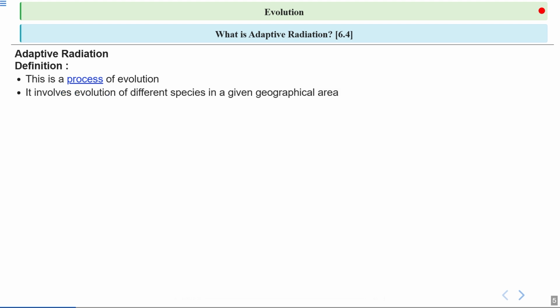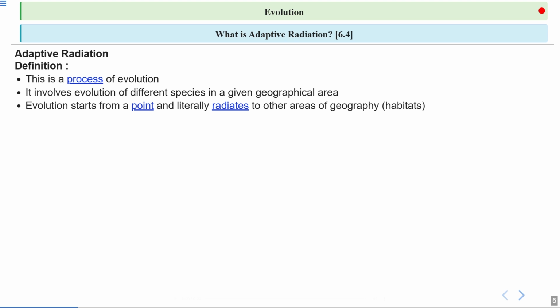Okay. So, as I have told you, this adaptive radiation leads to evolution of different kinds of species. When you look around, there are a lot of species around you. There is a lot of biodiversity. These species are adapting to their particular geographical area and their particular environment. Clear? So this process involves evolution of different species in a given geographical area. It's a fascinating example of how life can adapt and thrive in diverse conditions.